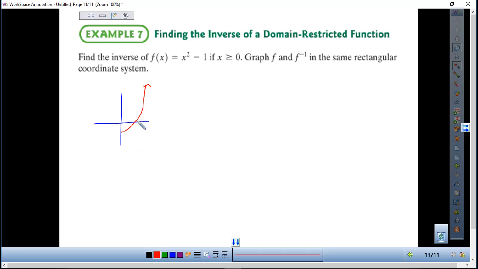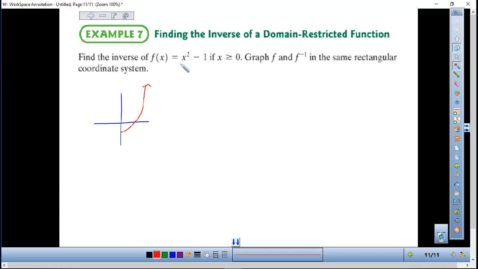So, does that pass the horizontal line test? Well, first of all, does it pass the vertical line test? Is it a function? Yes, it would pass the vertical line test. And then if you did a horizontal line in there, would it pass the horizontal line test? Yes, it would as well. Therefore, we know we're going to have an inverse function here.